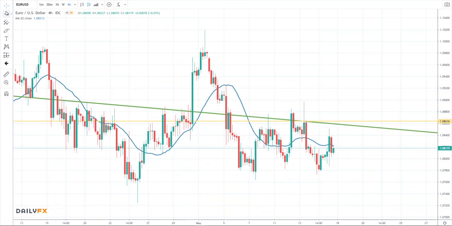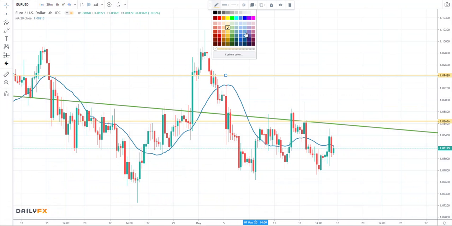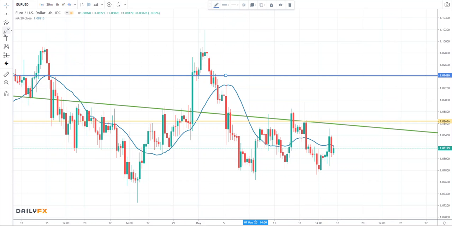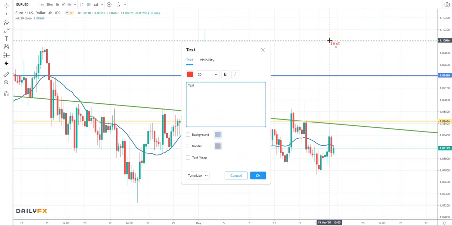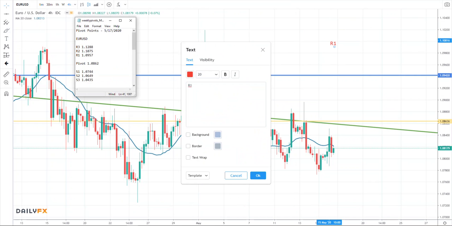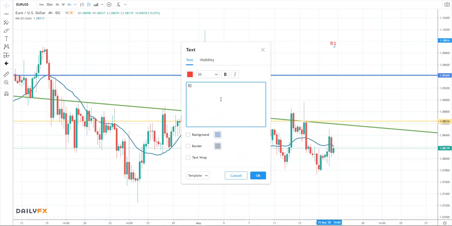R1, 109.57. Okay, so that's a bigger band than I anticipated. I thought the resistance would be a little bit tighter. So R1, what was that number again? 109.57. Now these are weekly pivot points. You can do them on the daily, you can do them hourly.